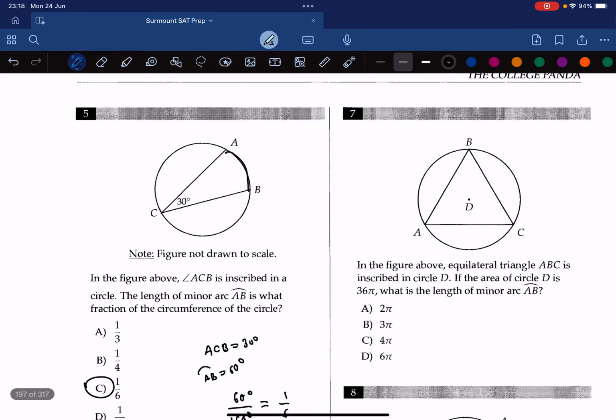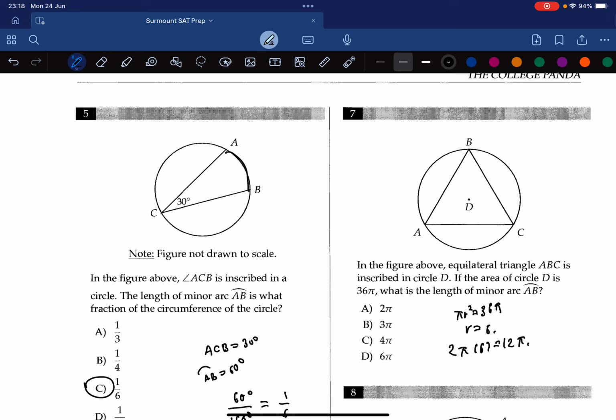Question 7, in the figure above, equilateral triangle ABC is inscribed in circle D. If the area of the circle D is 36 pi, what is the length of minor arc AB? This is another question where we use the area of the circle as a formula. So pi r squared is equal to 36 pi. And we solved this for question 3, so r is equal to 6. And the circumference of the circle is 2 pi r, where r is 6. And that will give us 12 pi again.